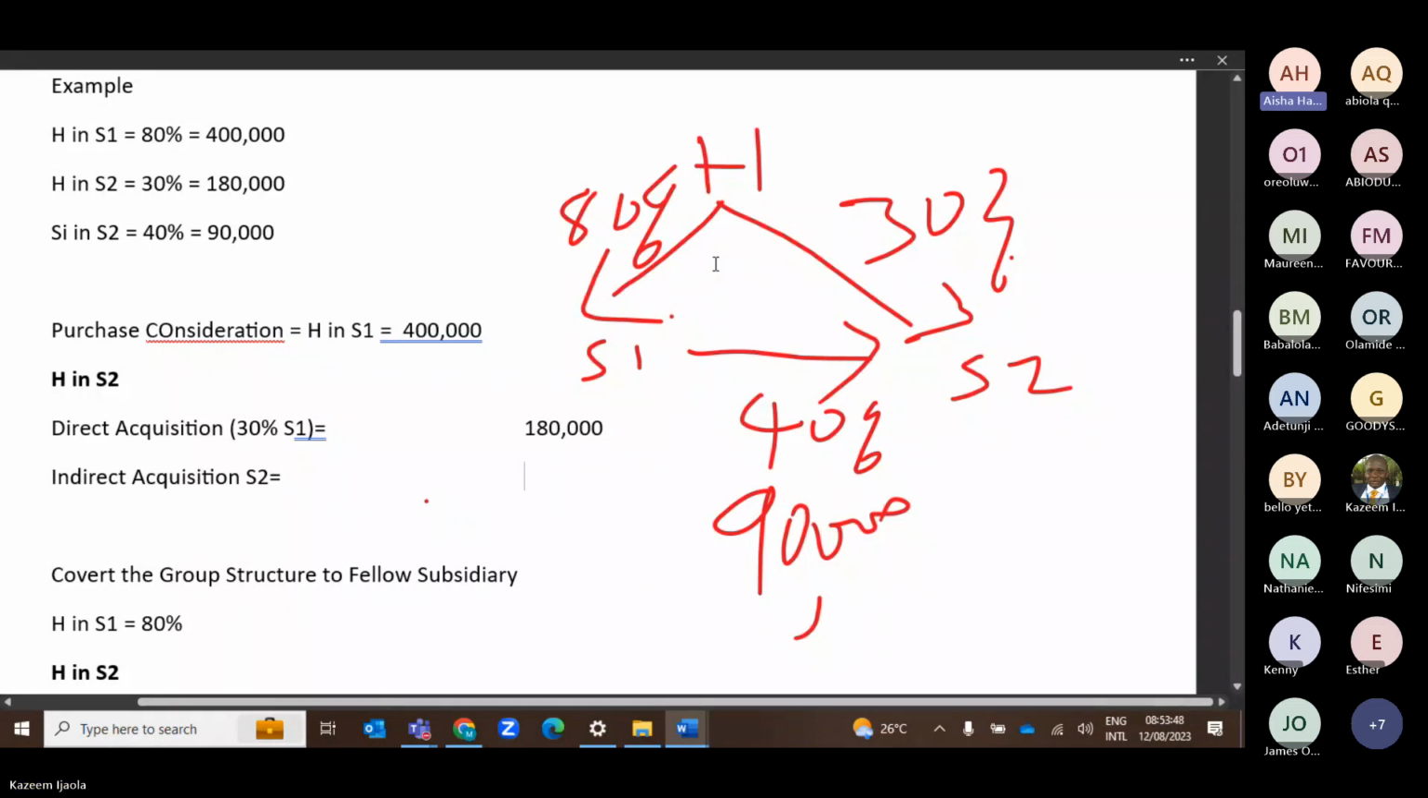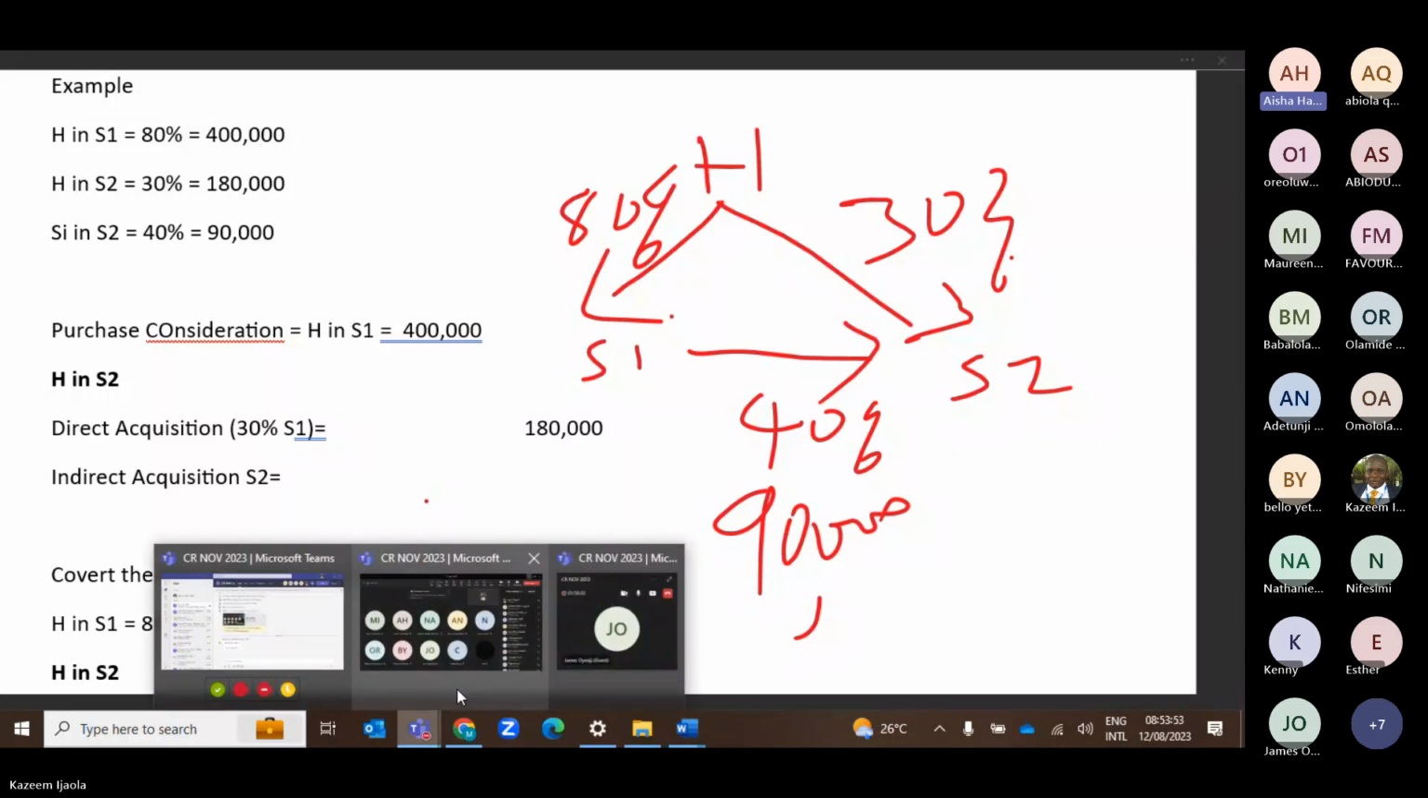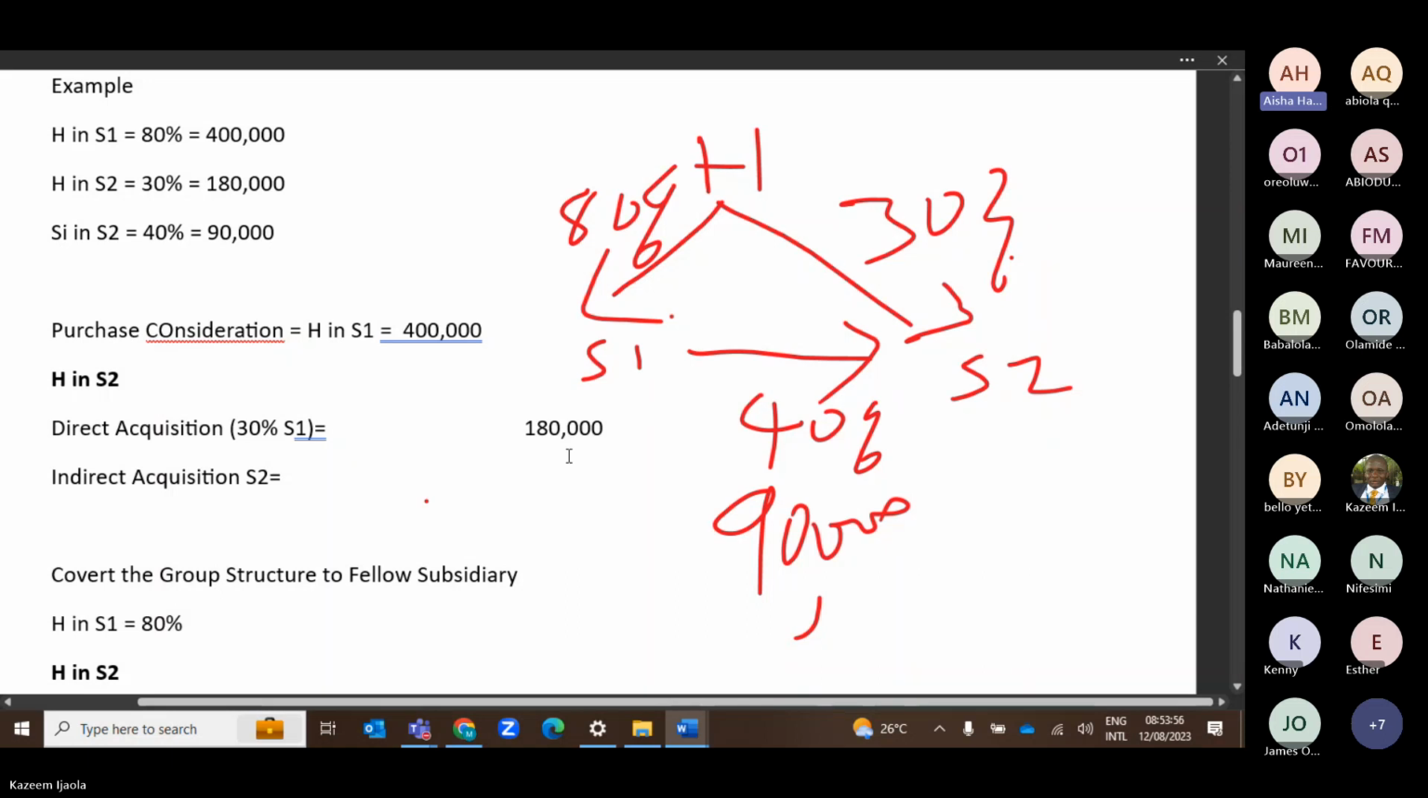Mr. Kazeem: You said earlier that the share of the parent is 80% times 40% of the S2. That was how we got the 32%. That is how you arrive at your indirect.